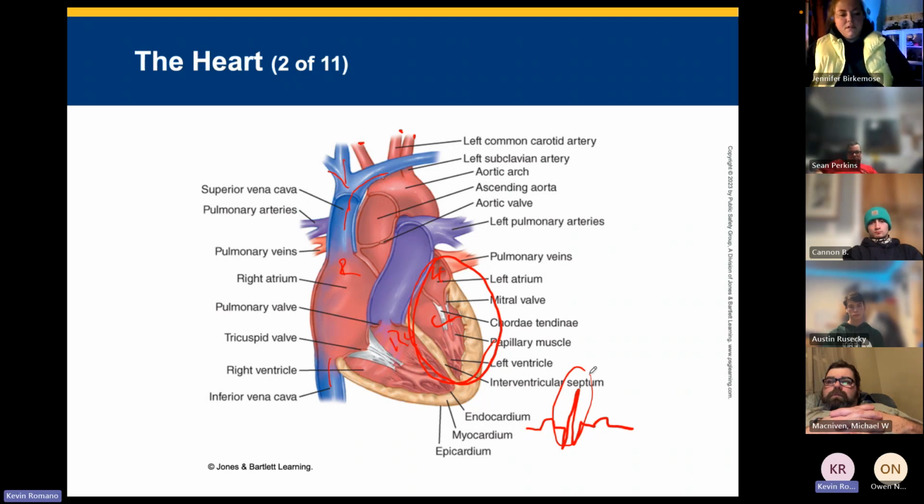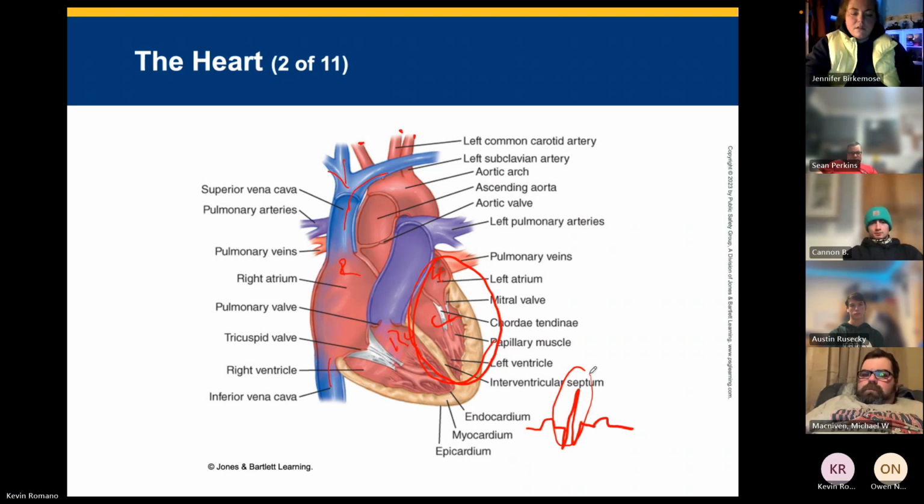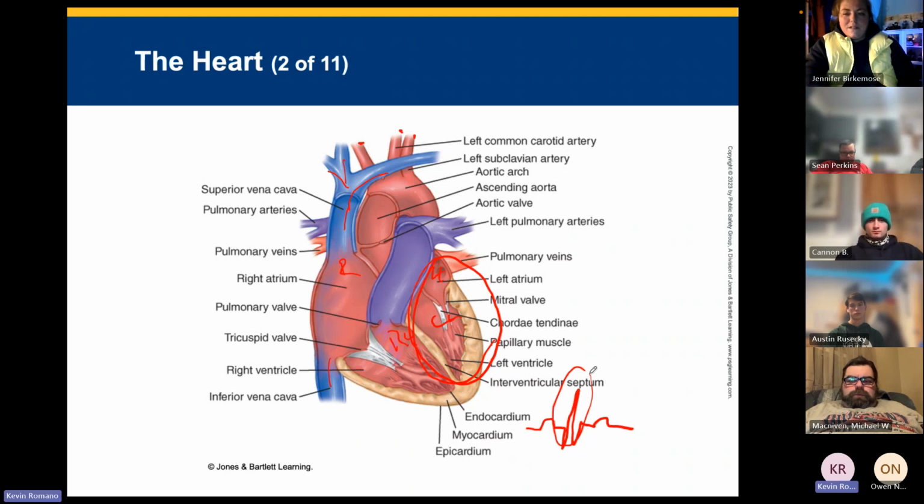Last thing here. Outer layer of the heart. What is that called? What's the outer layer of the heart? It's in a sac, right? Pericardial sac, pericardium, yeah. Pericardium, right?